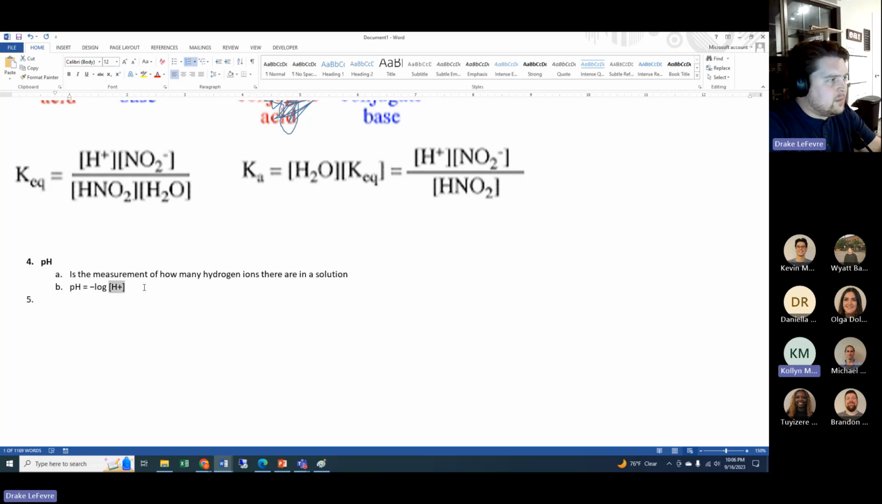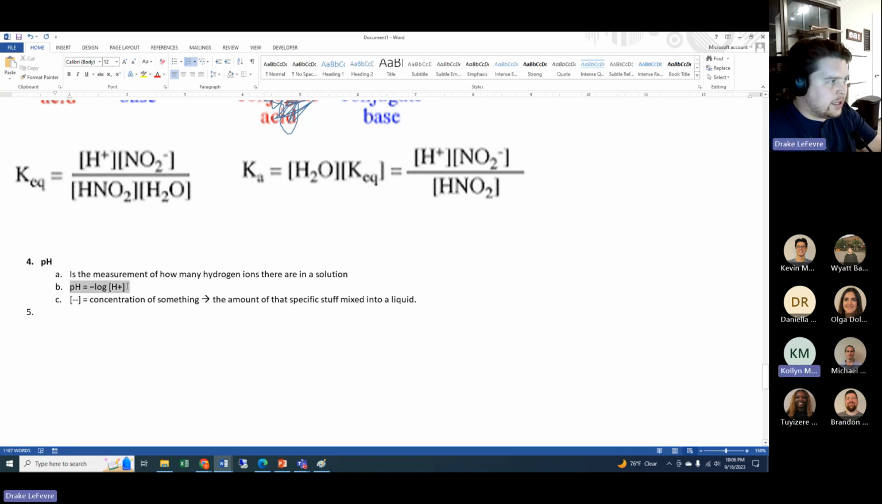These little brackets, anytime you see brackets, that means concentration. So brackets equal concentration of something, which means the amount of that specific stuff mixed into a liquid. Okay. That's the equation for pH.